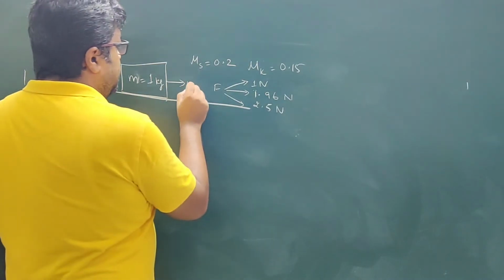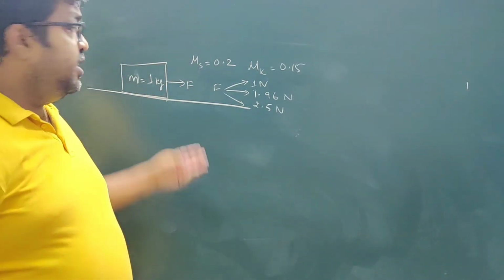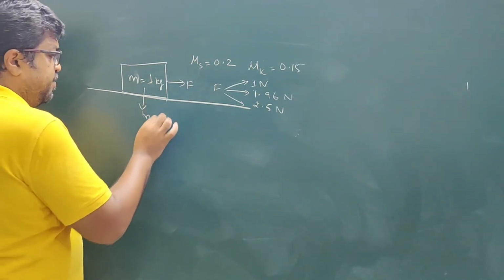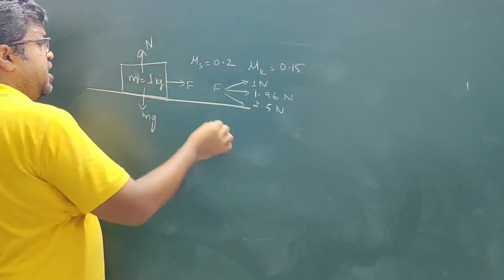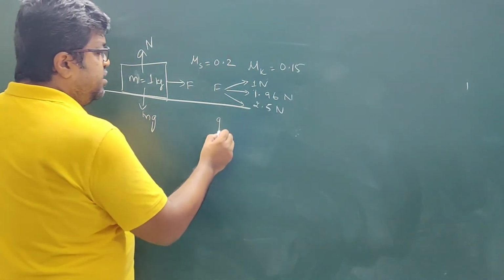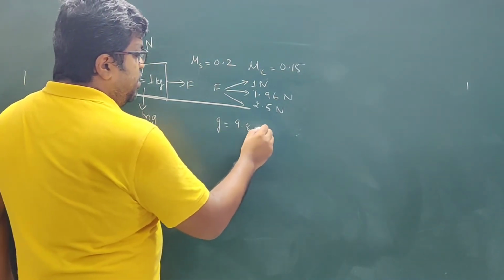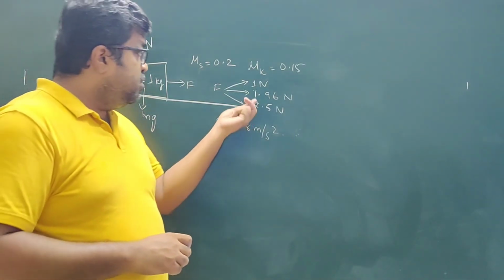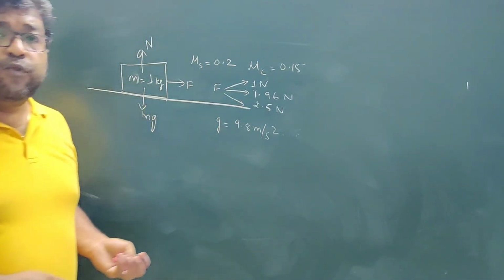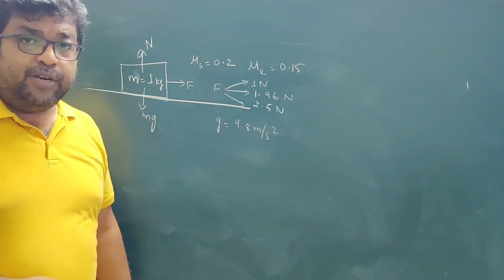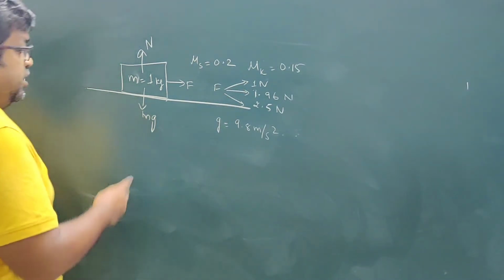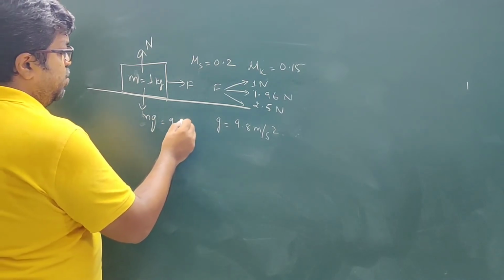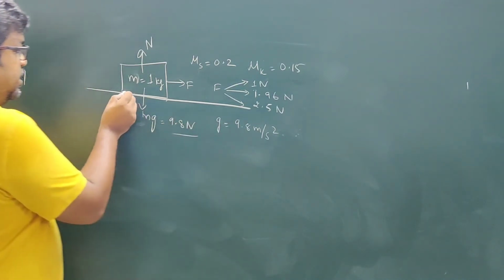This is the applied force, applied horizontally. This is mg, and this is the normal reaction. Here I am going to take g as 9.8 meter per second square and not 10, because here a force of 1.96 Newton is given, which is a multiple of 9.8. So mg will become 9.8 Newton. And this is the frictional force.